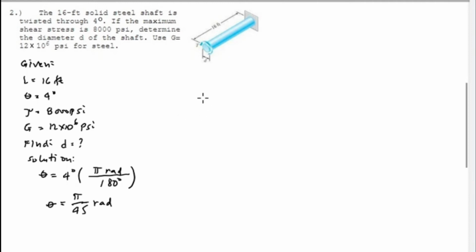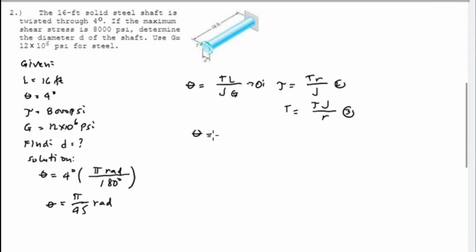And the formula for angle of twist is equivalent to TL all over JG, while the maximum shearing stress is equal to TR all over J. So we solve for T, and it is equal to shearing stress times J all over R. So we have equation 1, equation 2, and convert to equation 3.